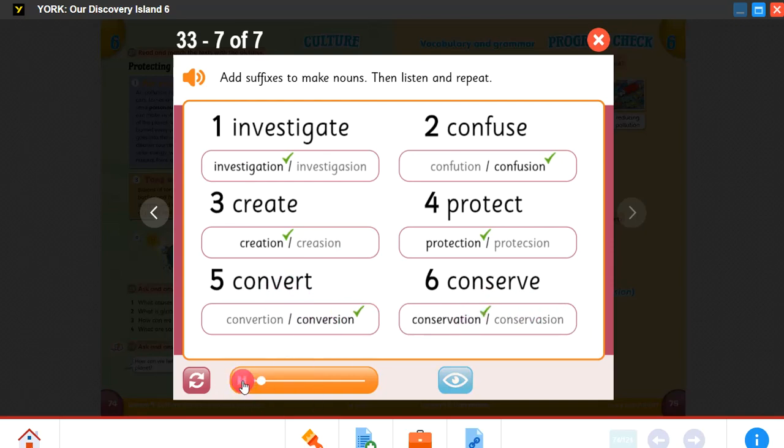Listen. 1. Investigate, investigation. 2. Confuse, confusion. 3. Create, creation. 4. Protect, protection. 5. Convert, conversion. 6. Conserve, conservation.